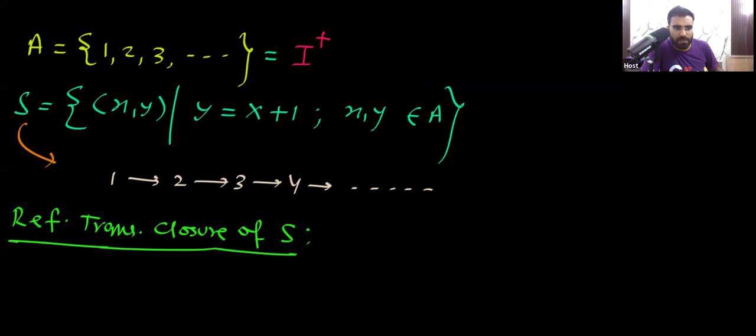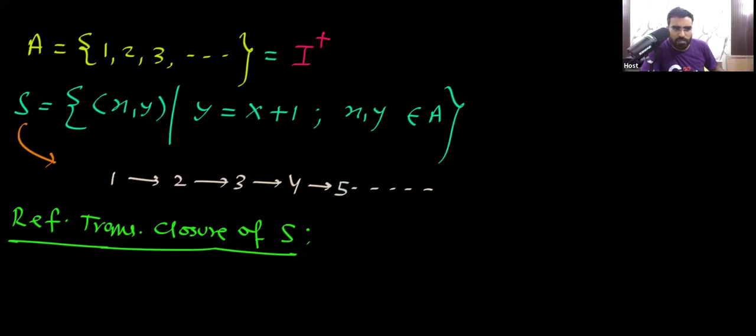Now you can easily see the reflexive closure. To find the reflexive closure, you will just add the self loop. That's it, nothing else. To find the transitive closure, what will we do? We will add reachable pairs. Now you can see from 1 to 3 there is a path of length at least 1. From 1 to 4 there is a path of length at least 1. From 2 to 4 there is a path of length at least 1. From 2 to 5 there is a path of length at least 1.